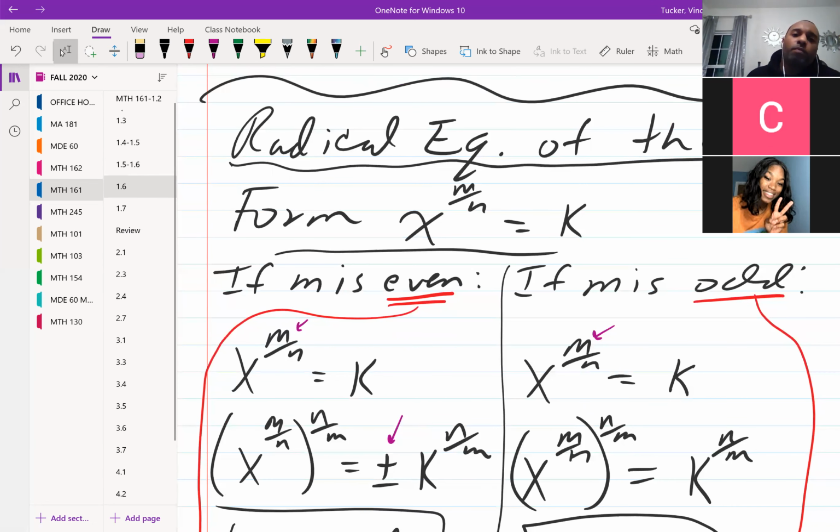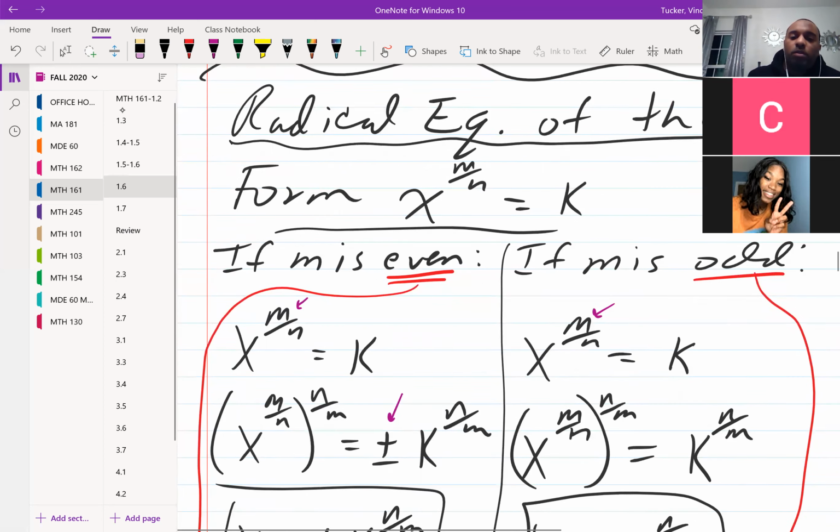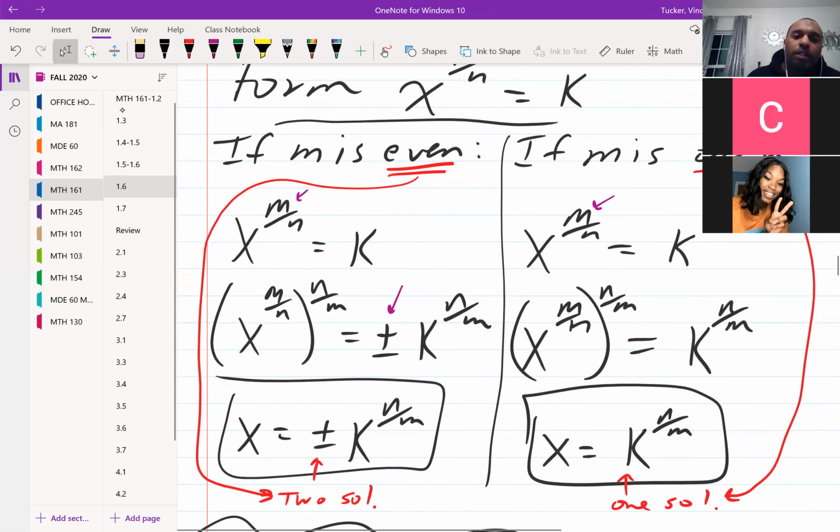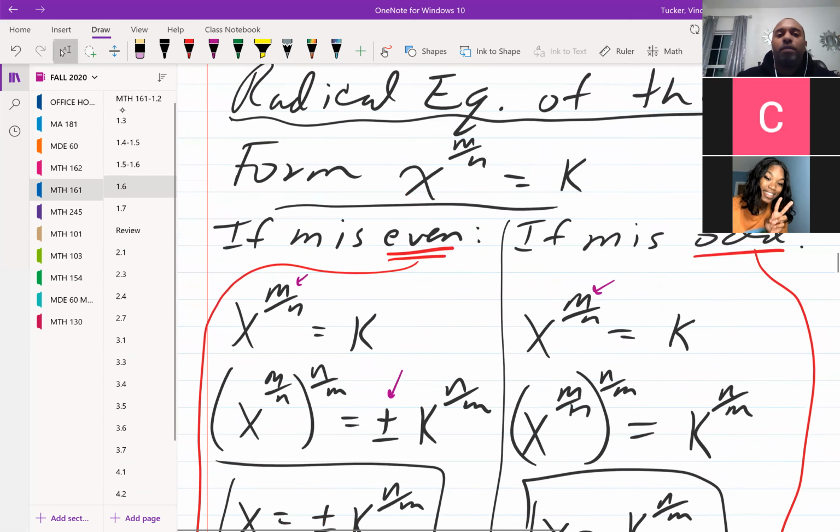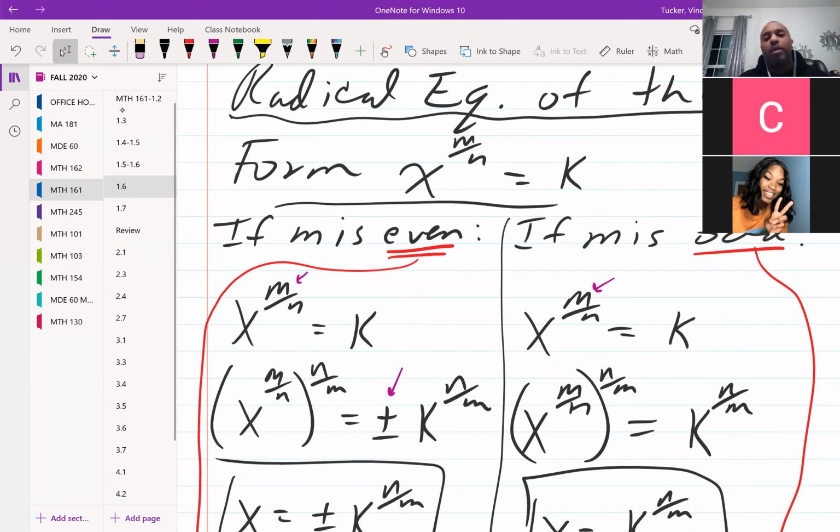So the next one, radical equations of the form x to the m over n power equal to k. It says if m is even, so we're talking about, and I don't know if I even gave you enough time to write that, so sorry about that. But if m is even, the top number of your exponent, then you have a certain way of solving, versus if m is odd.